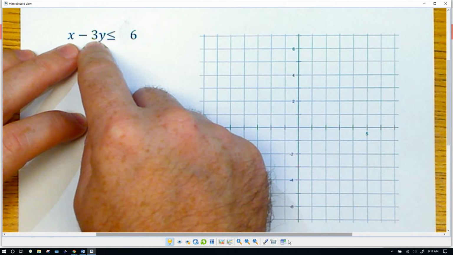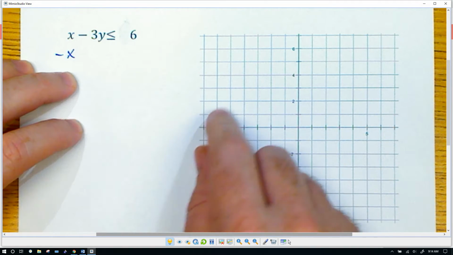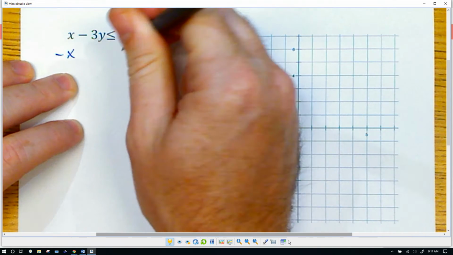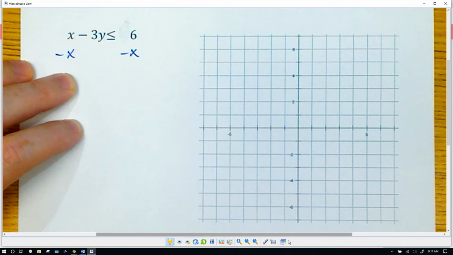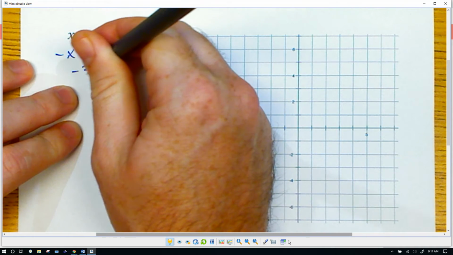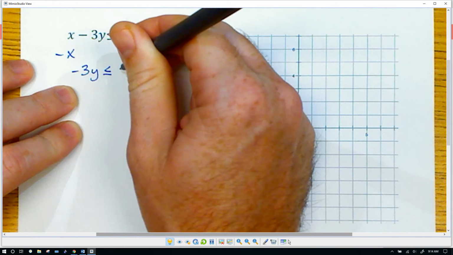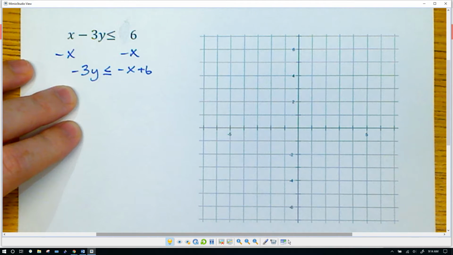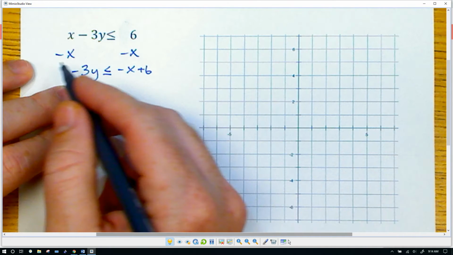I already got started accidentally because I got ahead of myself. But the way we're going to get rid of x is to subtract it on both sides. So I'm going to subtract x on this side as well. Okay, so I'm left with -3y is less than or equal to -x plus 6, because this 6 is positive. Once I'm there, what I need to do is divide everything by -3.